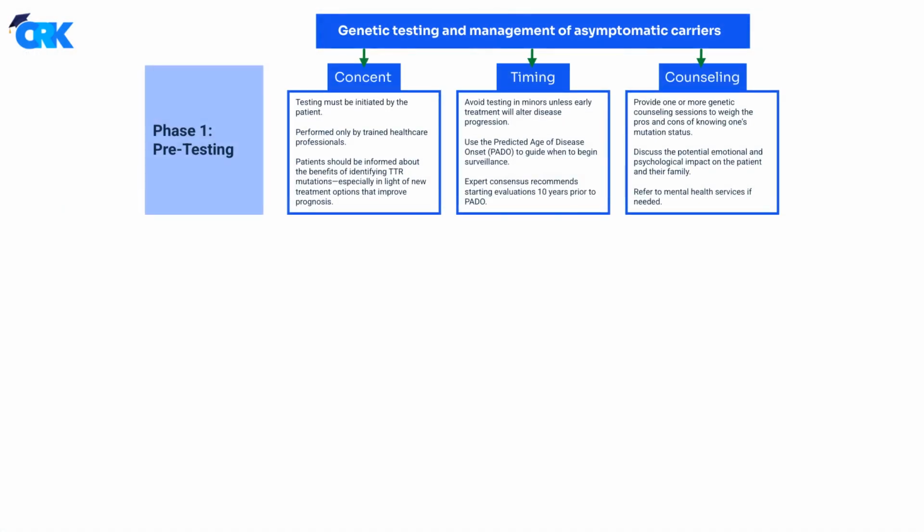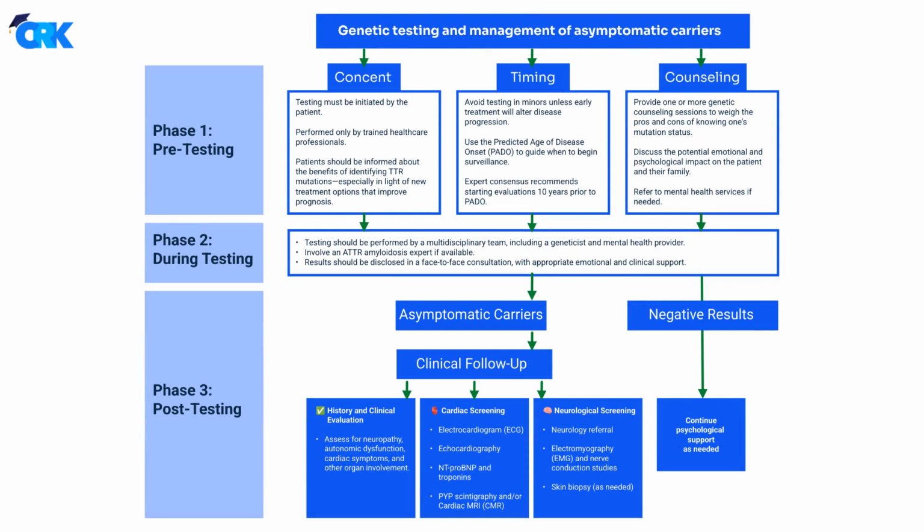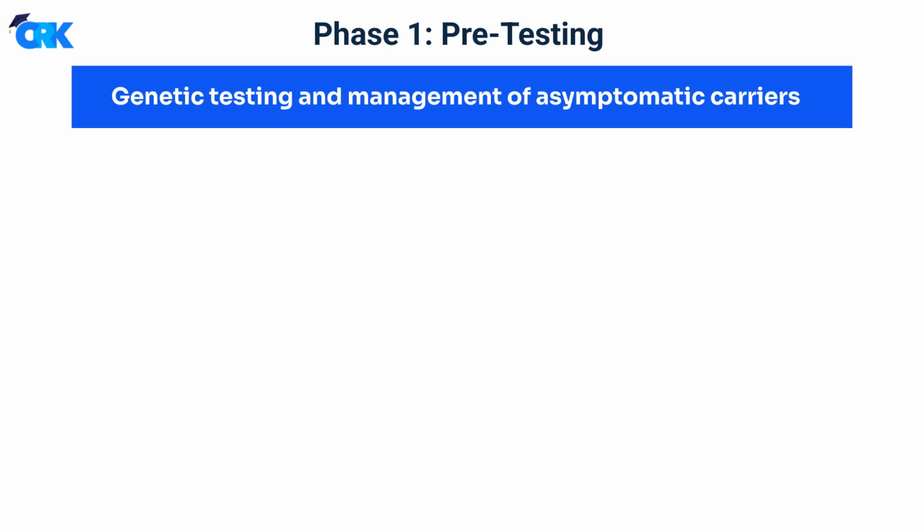A widely endorsed model for this process was introduced by Alresch and Ruberg in 2021. It outlines a three-phase clinical workflow designed to guide clinicians and patients through every step of the genetic testing journey, from initial counselling to long-term surveillance. Phase 1, pre-testing. This first phase centres on identifying individuals at genetic risk and preparing them emotionally and clinically before testing. There are three main pillars here.